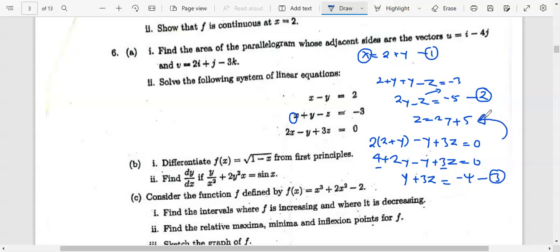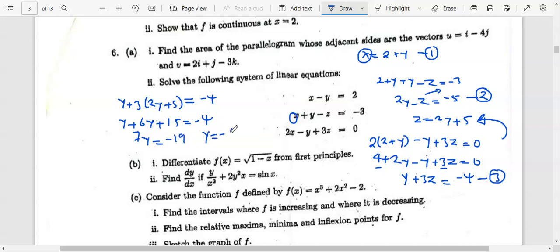In equation 3, where there is z, I'm going to substitute 2y plus 5. So that becomes y plus 3 open brackets 2y plus 5, and that is going to be equal to negative 4. So this will give us y plus 6y plus 15 is equal to negative 4. y plus 6y, that is 7y. Take 15 to the other side, it becomes negative 15 minus 4, negative 19, meaning that y is equal to negative 19 over 7.